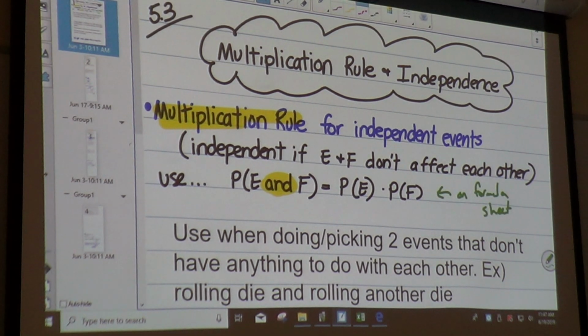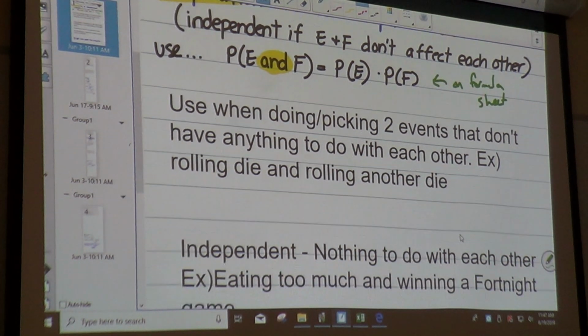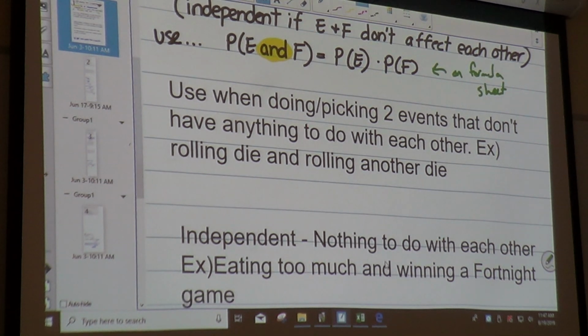You use this when you're doing or picking two events that don't have anything to do with each other. For example, rolling a die and rolling another die. They don't have anything to do with each other. And I've already said that independence means they don't have anything to do with each other. For example, if you eat too much and then you win a Fortnite game, those don't have anything to do with each other. Okay? Now, if you eat too much and you gain weight, those are dependent. They have to do with each other. But eating too much and winning a Fortnite game have nothing to do with each other.